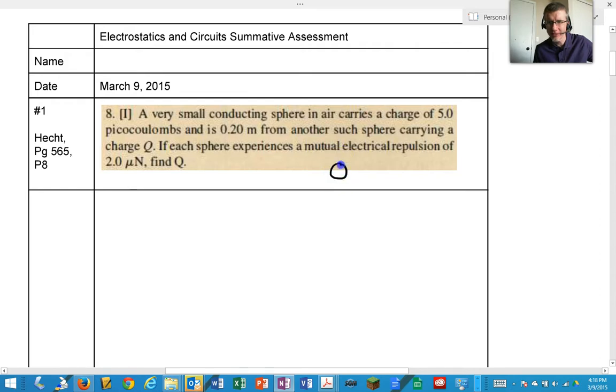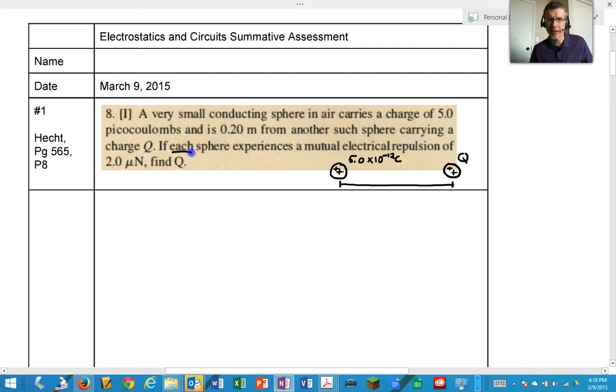So let's draw a sphere. Maybe it's got some charge on it. It carries a charge of 5.0 picocoulombs, 5.0 times 10 to the... So grab your sheet here. Picocoulombs is 10 to the minus 12, so 10 to the minus 12 coulombs. Coulomb is a unit of charge, and it is 0.2 meters from another similar sphere, let's say, carrying a charge of Q, big Q.